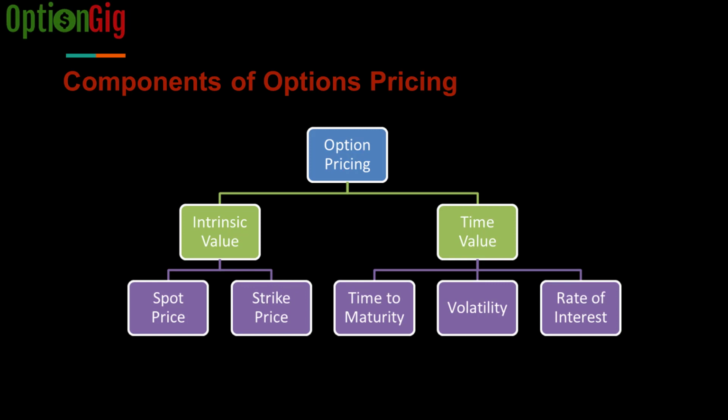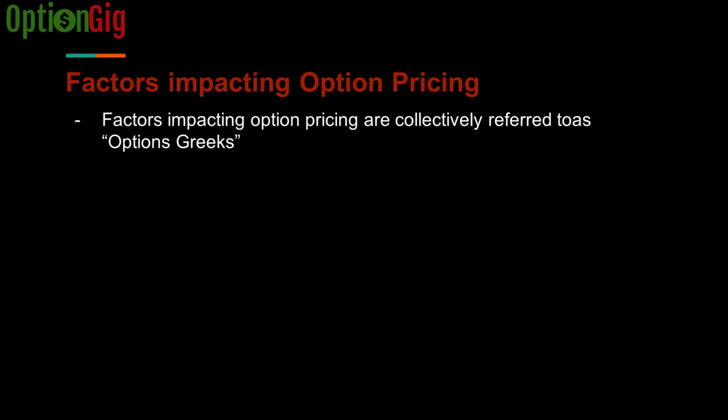One is time to maturity. That means how much time is still there before the contract matures or expires. Second is volatility: how much volatility exists in the underlying stock, how volatile the stock is. And the third is rate of interest: what is the current rate of interest prevalent in the market? The impact of these factors, which are time to maturity, volatility, and the interest rate, can be calculated by option Greeks.